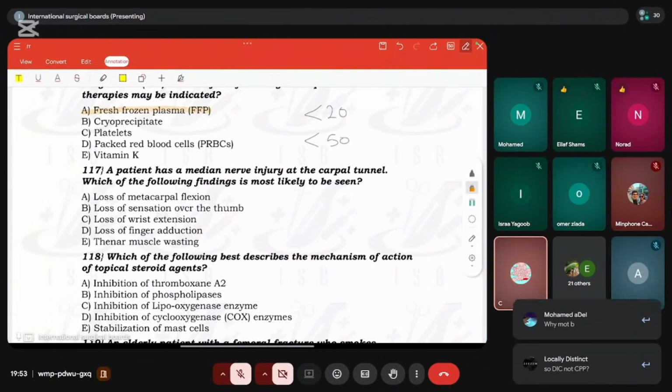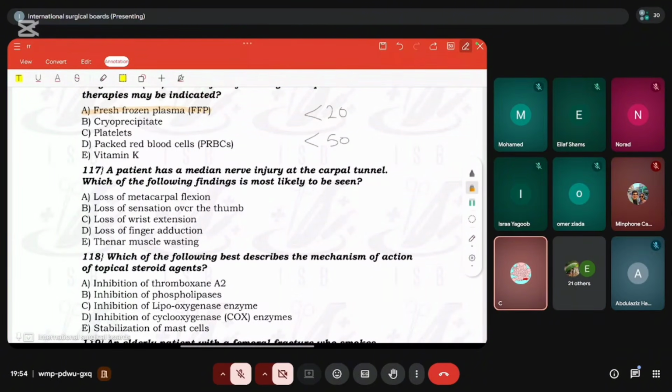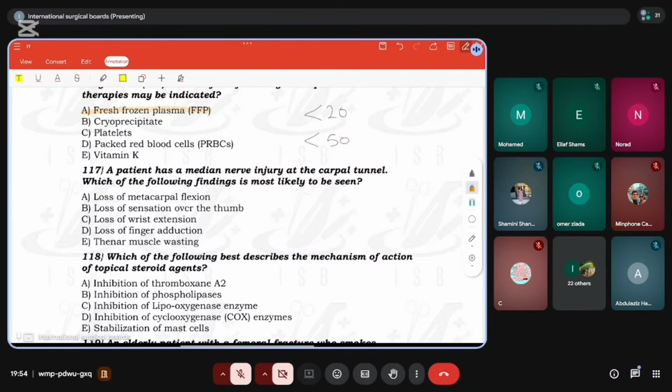So, patient has a median nerve injury in the carpal tunnel. Which of the following findings is most likely to be seen? Both of those, metacarpal flexion and sensation over the thumb, couldn't they both be affected? I'm a bit confused. Okay, let's see. So median nerve is injured within the carpal tunnel. Which function or finding is most likely seen in carpal tunnel syndrome?